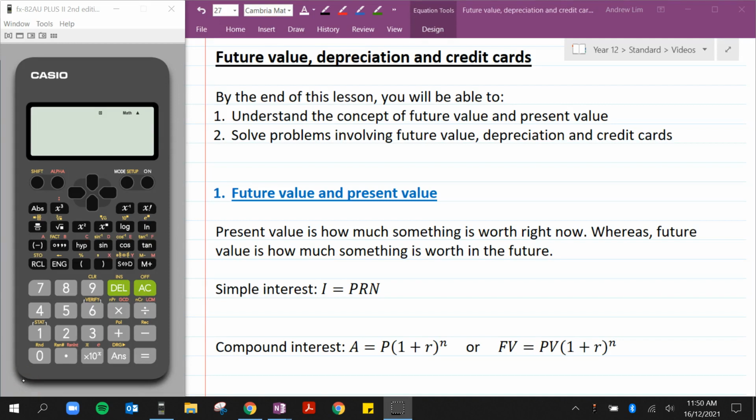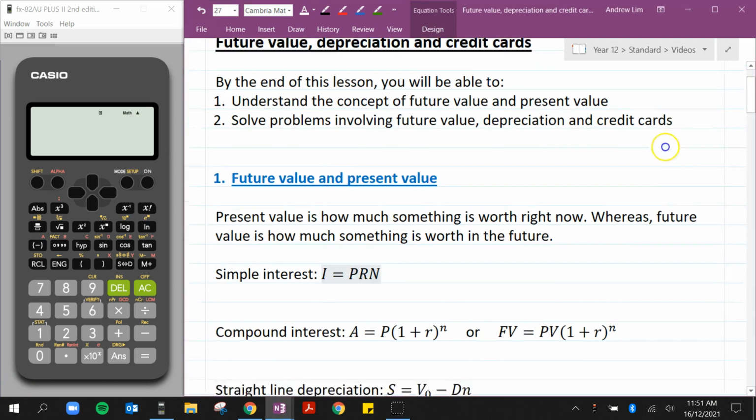In this video we're going to be looking at future value, depreciation, and credit cards. By the end of this lesson you'll be able to understand the concept of future value and present value, as well as solve problems involving future value, depreciation, and credit cards. This video will be related to the Year 12 Standard 2 course. So let's have a look at this lesson.